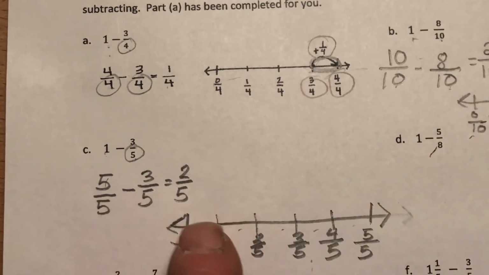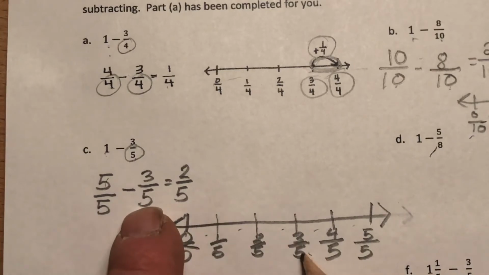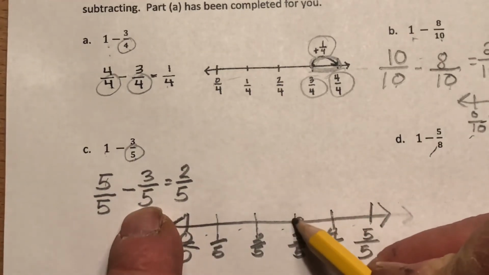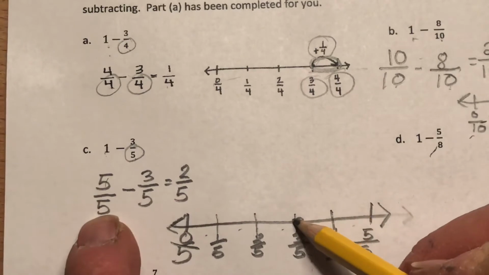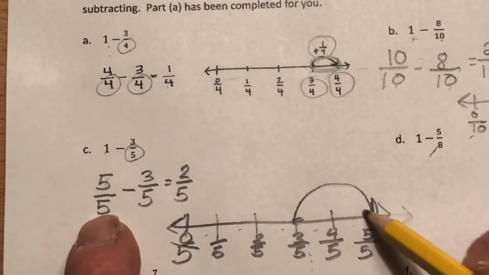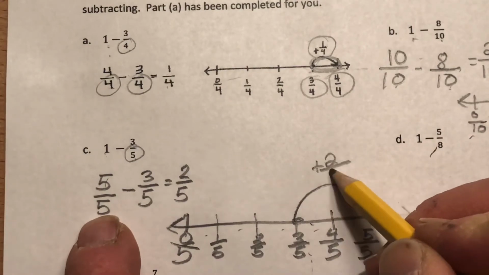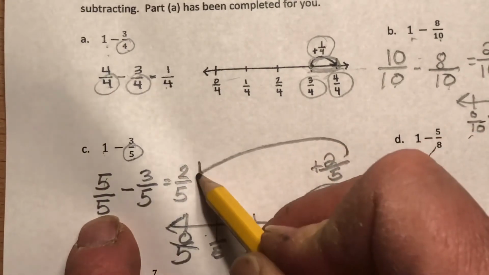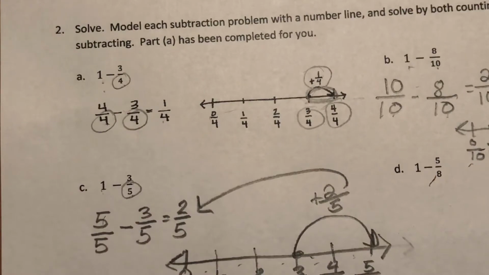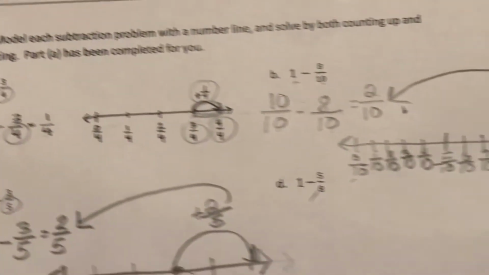Okay, so here's 3/5 right here, right? Let me get to 5/5, so I'm counting up right there. See I had 2 spaces? That's 2/5. That's my answer. Okay. All right, let's check out this one.